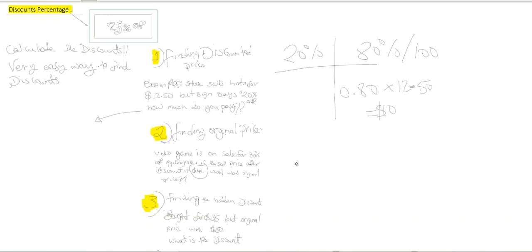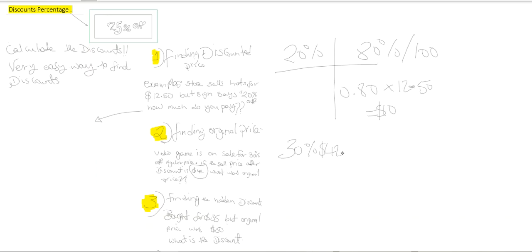Alright, the second problem is finding the original value or original price after a discount has been given. So this time they say 30% off of the regular price. They tell you after 30% off, the price is $42. That's what it says here, $42. So how much was the original price?